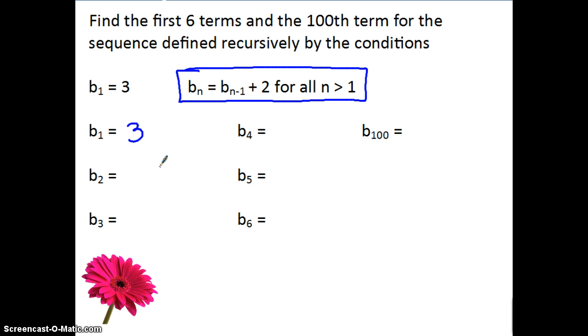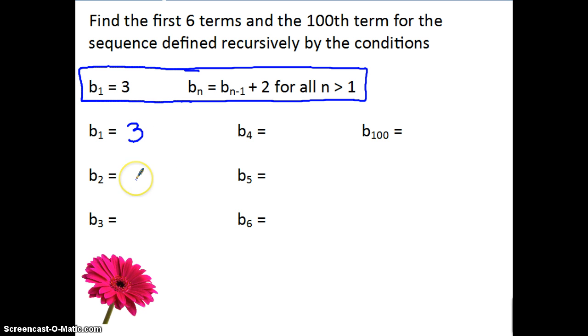With this recursive formula, I really should back up and box a little more than I have boxed. These recursive formulas always have to tell you a term. If you're adding 2 to every one to get the next term, you have to know either where to start or some term along the way. So it is very important that it tells you that the very first term is 3. So we just copy that down.